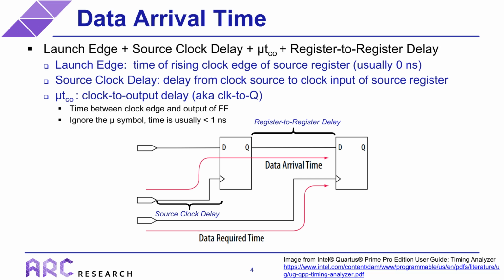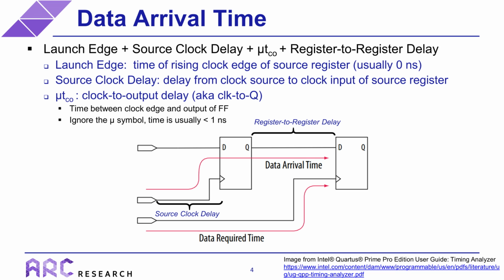So let's look at the data arrival time first. The Quartus documentation defines this time as the summation of the launch edge, the source clock delay, the micro clock to output delay, and the register to register delay. This launch edge is just the time of the rising clock edge for the source flip-flop. You can think of it as the source launching a signal to the destination. Now this value is usually just going to be 0.